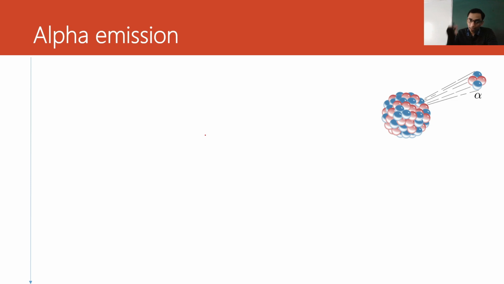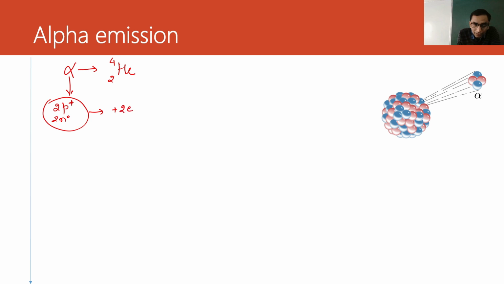Moving ahead, the alpha emission. Now you should understand that an alpha particle is basically a helium nuclei. An alpha particle is made up of 2 protons and 2 neutrons. So its charge is going to be plus 2e, because the charge on a single proton is 1.6 into 10 raised to minus 19, which we represent by e. Neutrons don't have any charge, so this is the charge of the alpha particle.